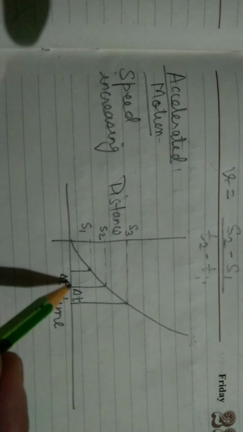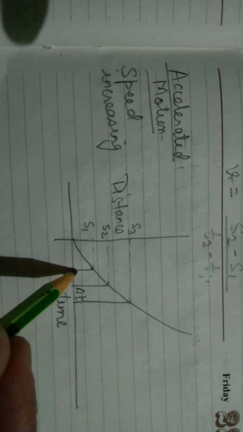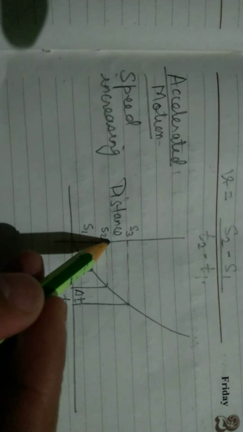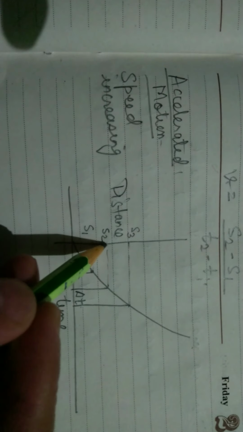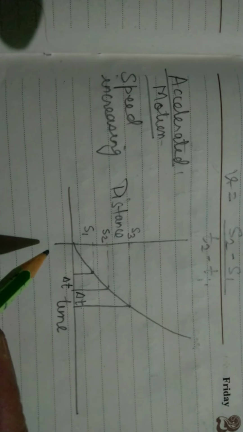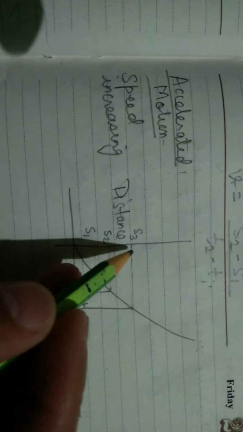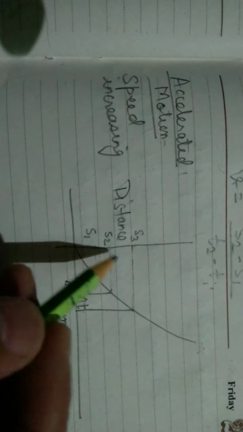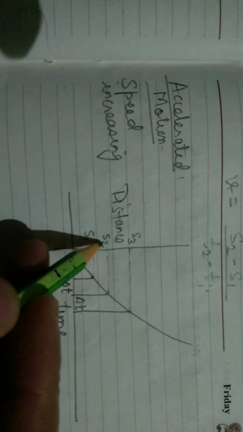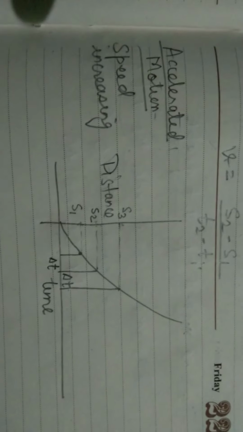Now we will see that although these time intervals are equal, the distances traveled are not equal: this distance is smaller than this distance. On the distance axis they are increasing. This distance is greater, this one is smaller, and this one is greater. So we can say this is an accelerated motion. That's it about the distance-time graph.